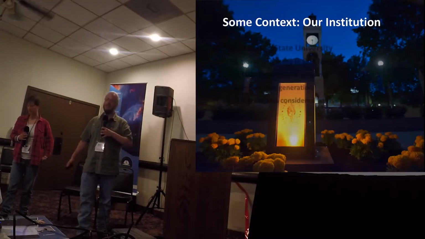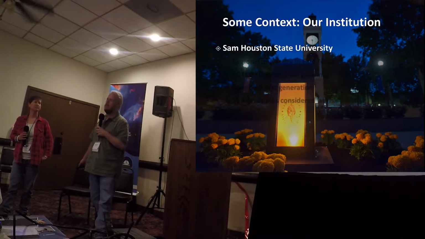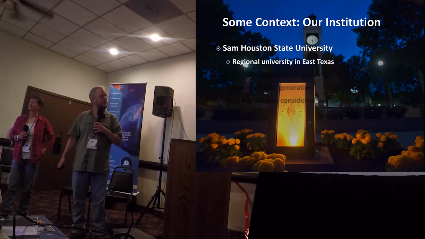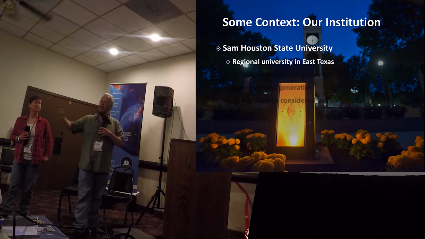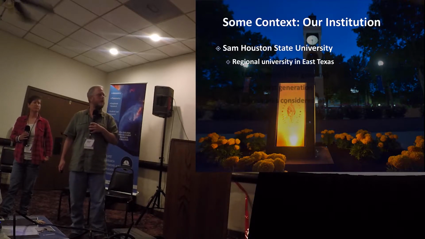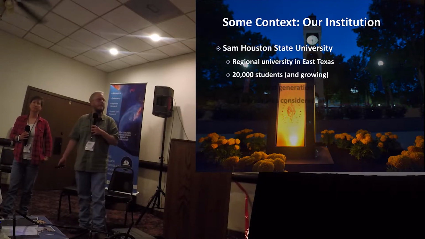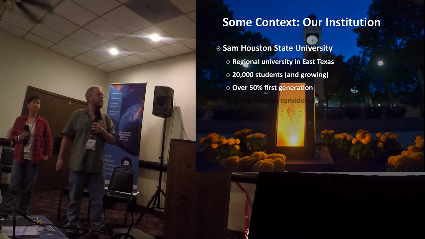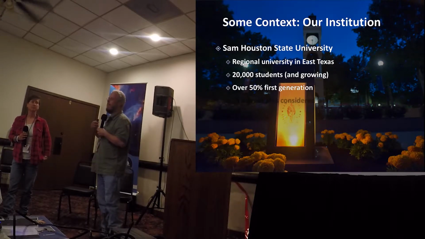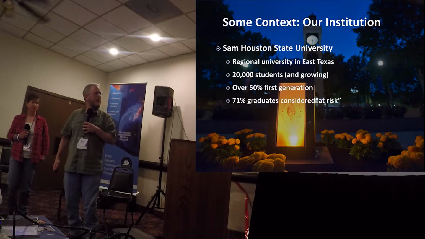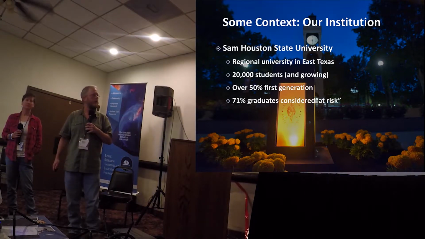To put us into context, we are both professors at Sam Houston State University in Huntsville, Texas. It's a regional university in East Texas, so we deal with students typically in that area. We get some students from out of state, but most of our students are from that general area. Currently, we have roughly 20,000 students, but we're growing every semester. Over 50% of our students are first-generation students, and we also have a large minority population. And 71% of our graduates are considered at risk. So that's the type of students that we are working with.